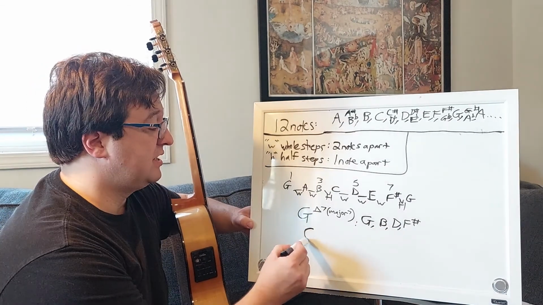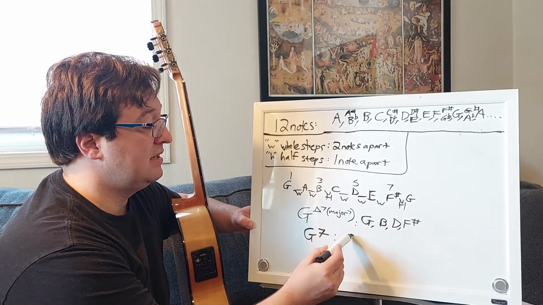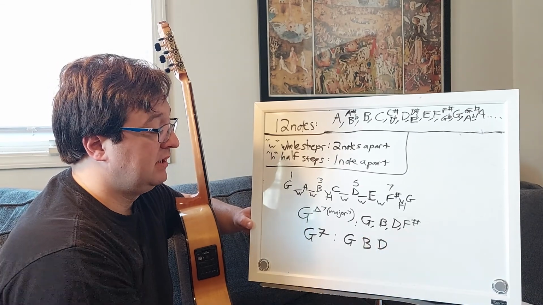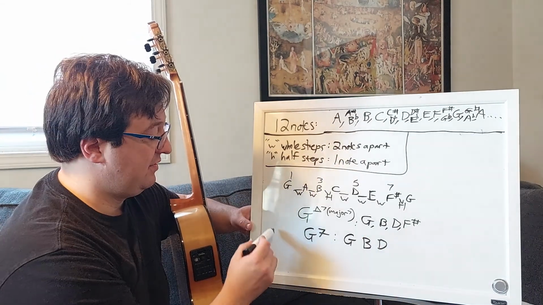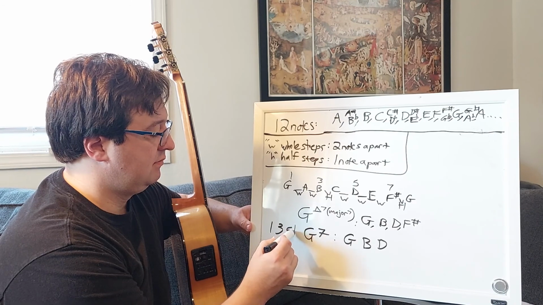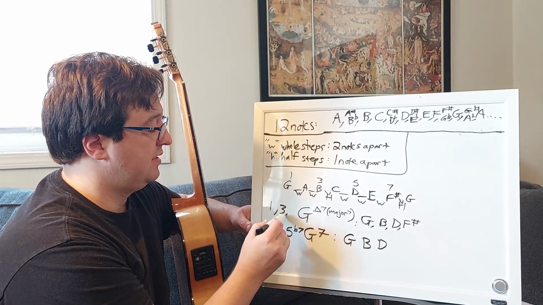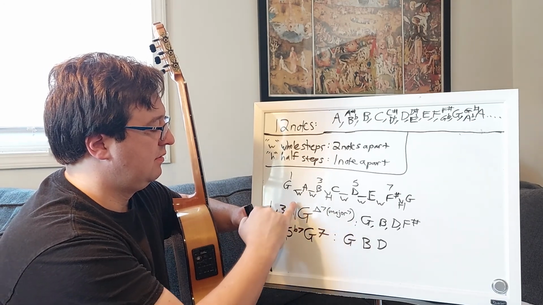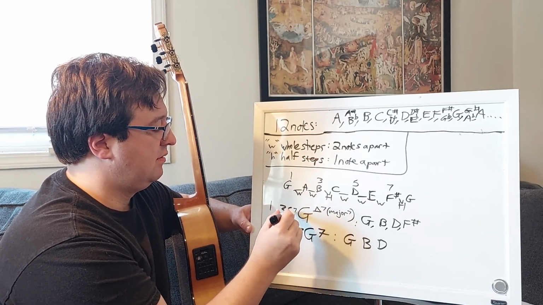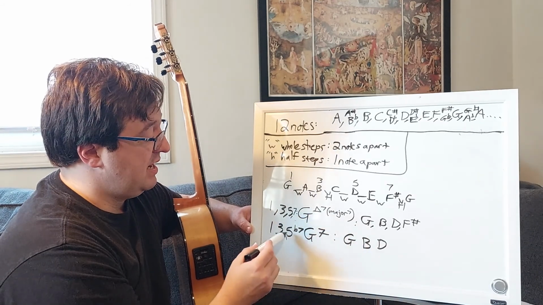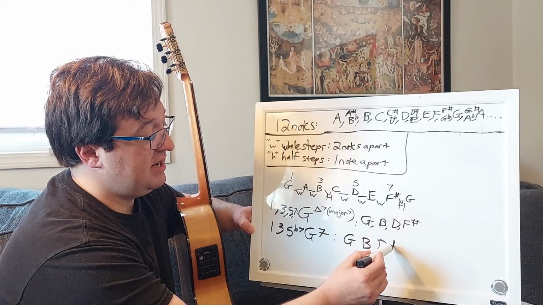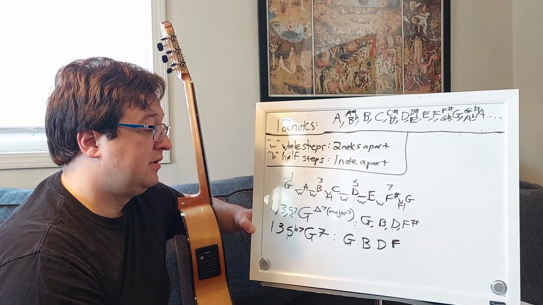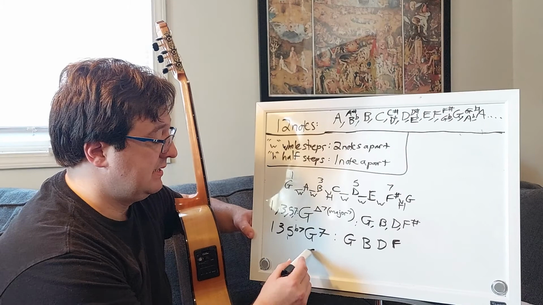If we wanted to do a G7, we would take the same idea, only we would flat the 7. So G7 is 1, 3, 5, flat 7. 1, 3, 5, 7 gives us our G major 7. And when we flat the 7, that would become an F. And that would be G7.